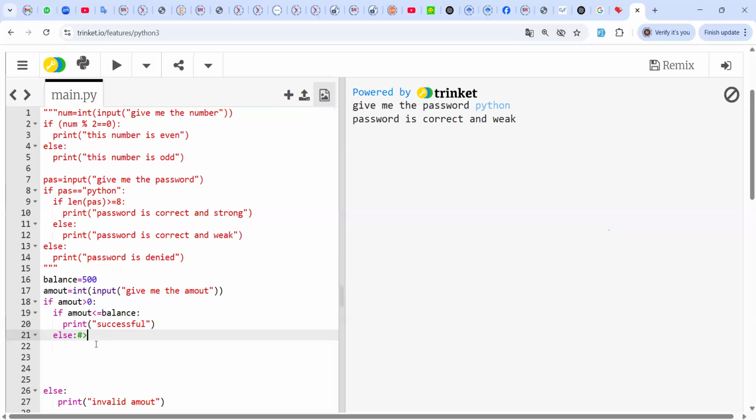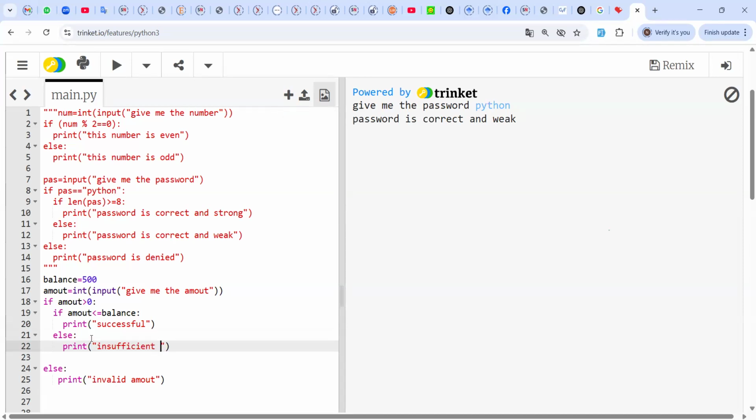So we are going to print, for example, unsuccessful, or insufficient balance. Okay, guys? I just need to do this. And let's run it.